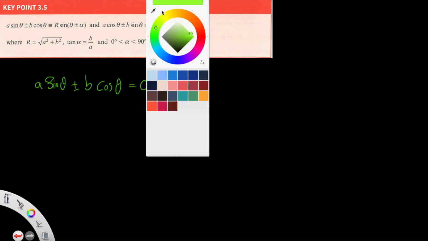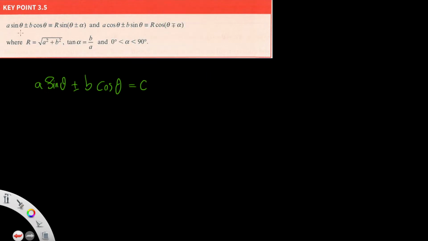That's why we learn to rewrite or replace such expressions by r sine of theta plus minus alpha, or when you have a cosine of theta plus minus b sine of theta, it can be written as r cosine of theta minus plus alpha, where r is the square root of a squared plus b squared, and alpha is an angle such that tan of alpha is equal to b over a, and alpha is between 0 and 90 degrees.